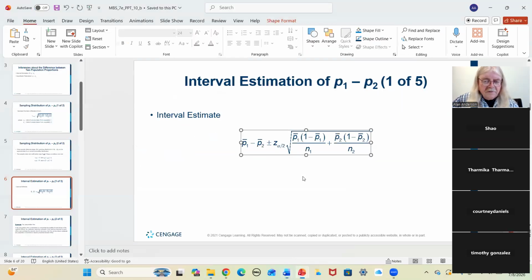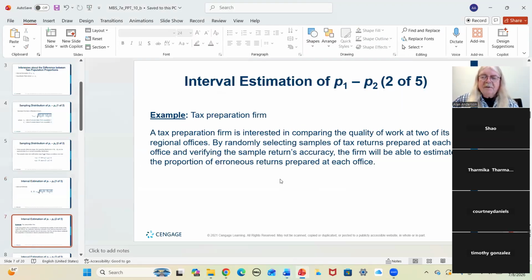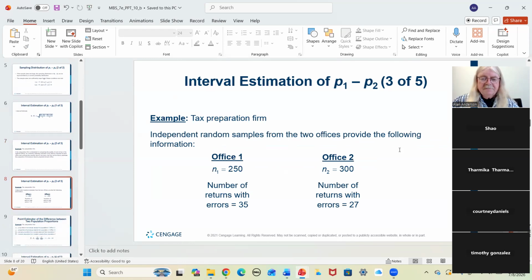All right, let's take a look at a first example. Tax preparations. A tax firm is interested in comparing the quality of work at its two regional offices. We randomly select samples of tax returns prepared at each office. We verify the accuracy. And of course, they're trying to find out if the proportion of errors is the same at both offices. And so here's the data we have.